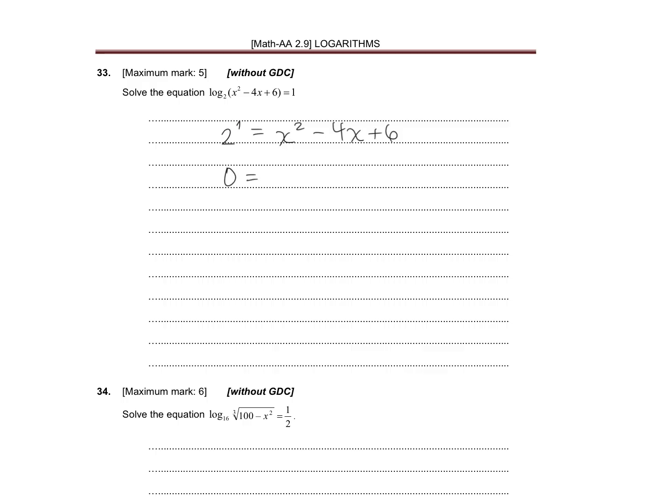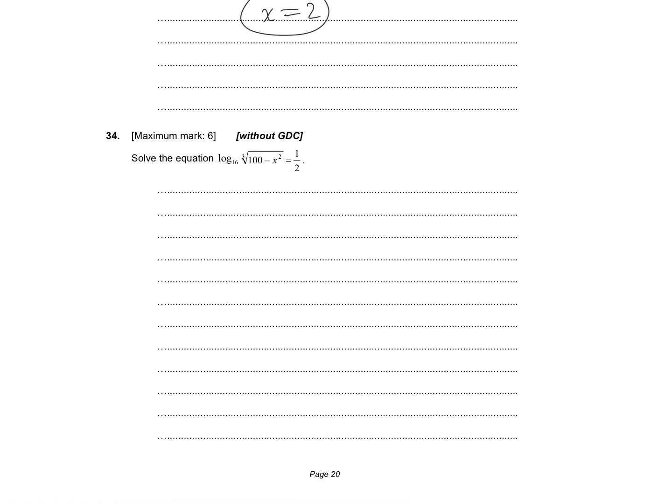It's quadratic, so we need to get it equal to 0. So this is plus 4 when we subtract the 2. This factors to x minus 2 squared, so x is 2. This one, again, rewriting exponentially, 16 to the 1/2 is the cube root of 100 minus x squared. So this is 4. 16 to the 1/2, that's square root of 16, and this equals that.